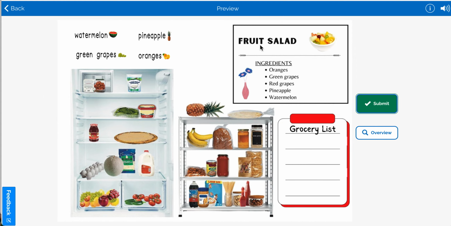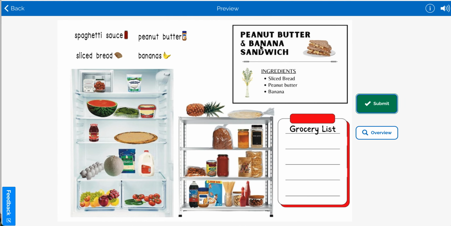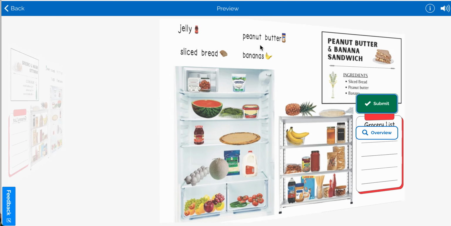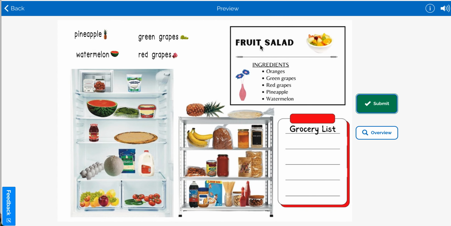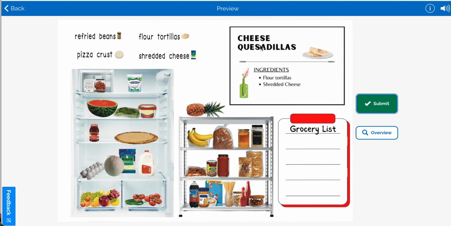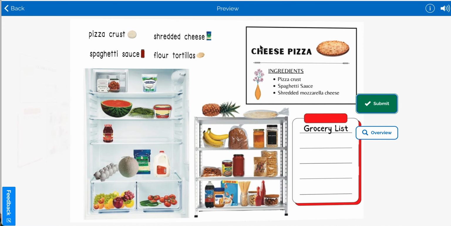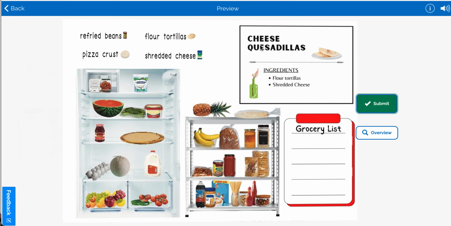spaghetti and meatballs, peanut butter and banana sandwich, cheese pizza, bean and cheese burrito. Let's see, I think I said those. Cheese quesadillas, peanut butter and jelly with a banana. Okay, got all of them.